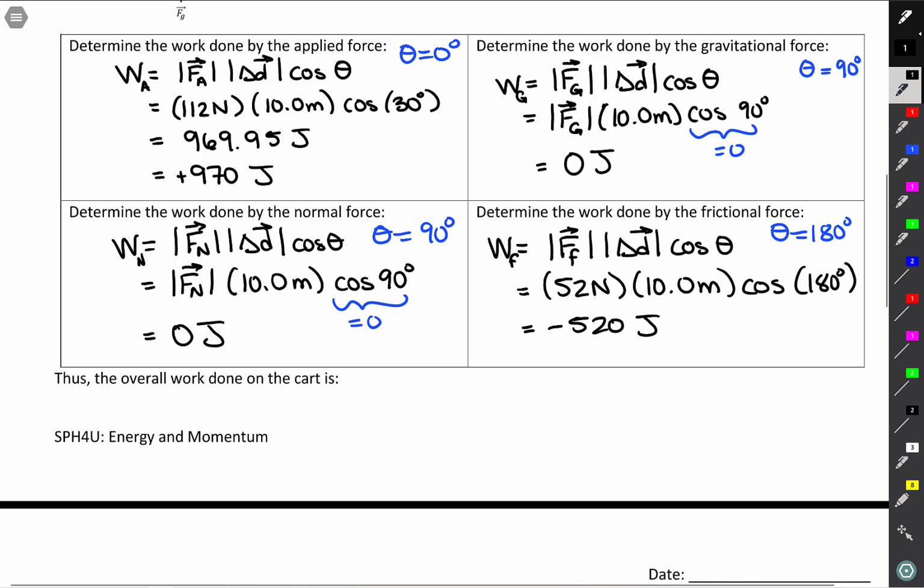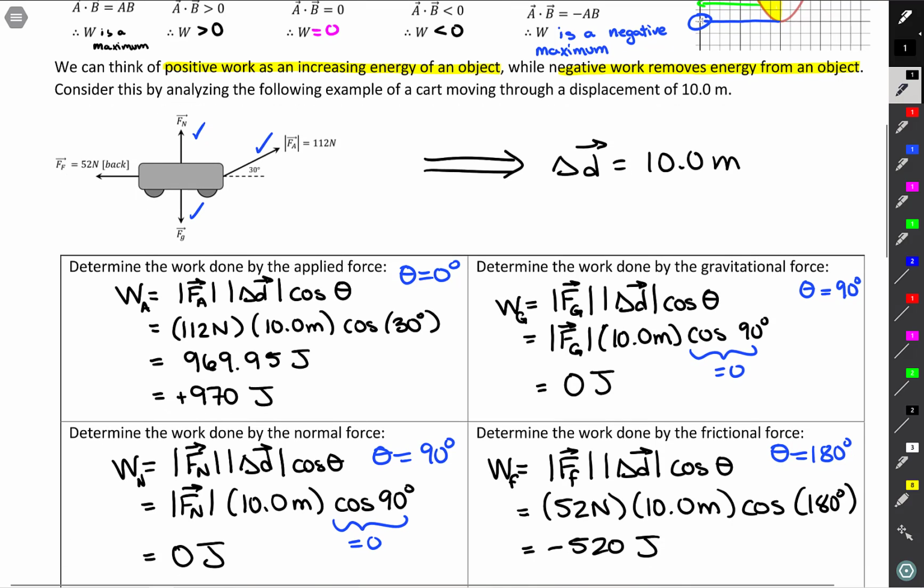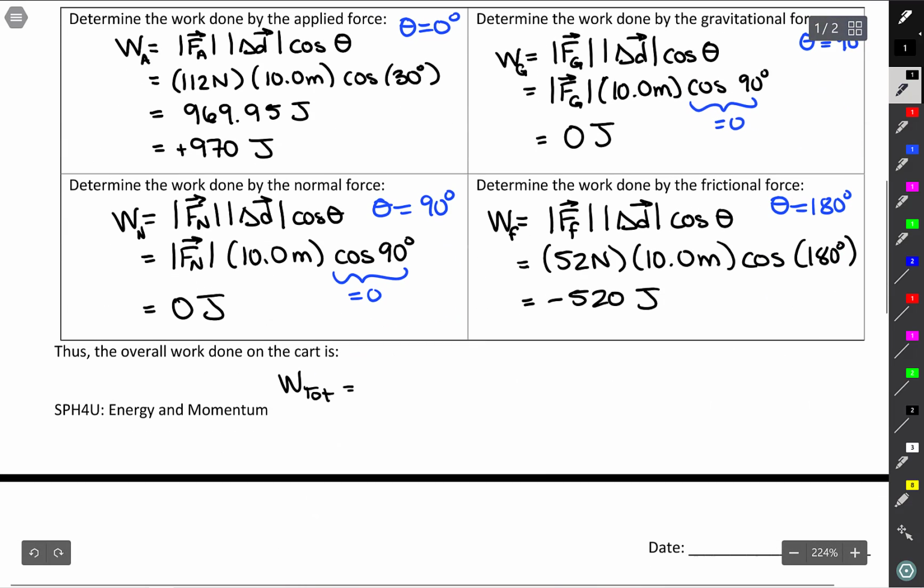So we can actually calculate the overall work done on the cart. For this, we're going to think about the horizontal direction and the vertical direction as slightly different things. We can figure out the work done in the horizontal direction, and we can figure out the work done in the vertical direction. So the total work being done could be thought of as the work in the horizontal and the work in the vertical. The only displacement that's happening is in the horizontal direction, so I'm only going to worry about the work in the horizontal direction because that's the only result that we actually have.